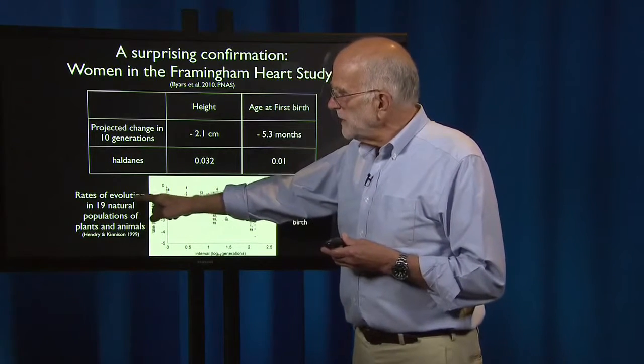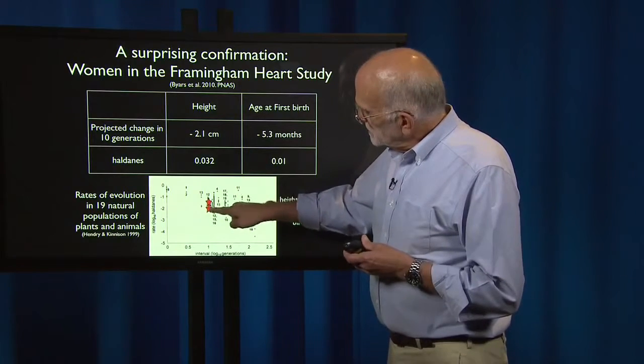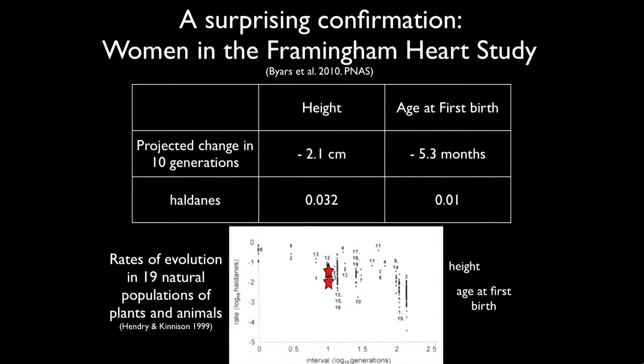with rates of evolution in 19 natural populations of plants and animals. This is for height, this is for age at first birth in humans. Here you have intervals over which change was measured. Here you have the rate of change. The scatter of black points gives you all the measurements for plant and animal populations in nature. The humans are sitting right in the middle of them. Humans have normal rates of evolution projected when compared with other organisms. Contemporary humans are still evolving, and they are evolving in the direction that had been predicted by that model of life history evolution.